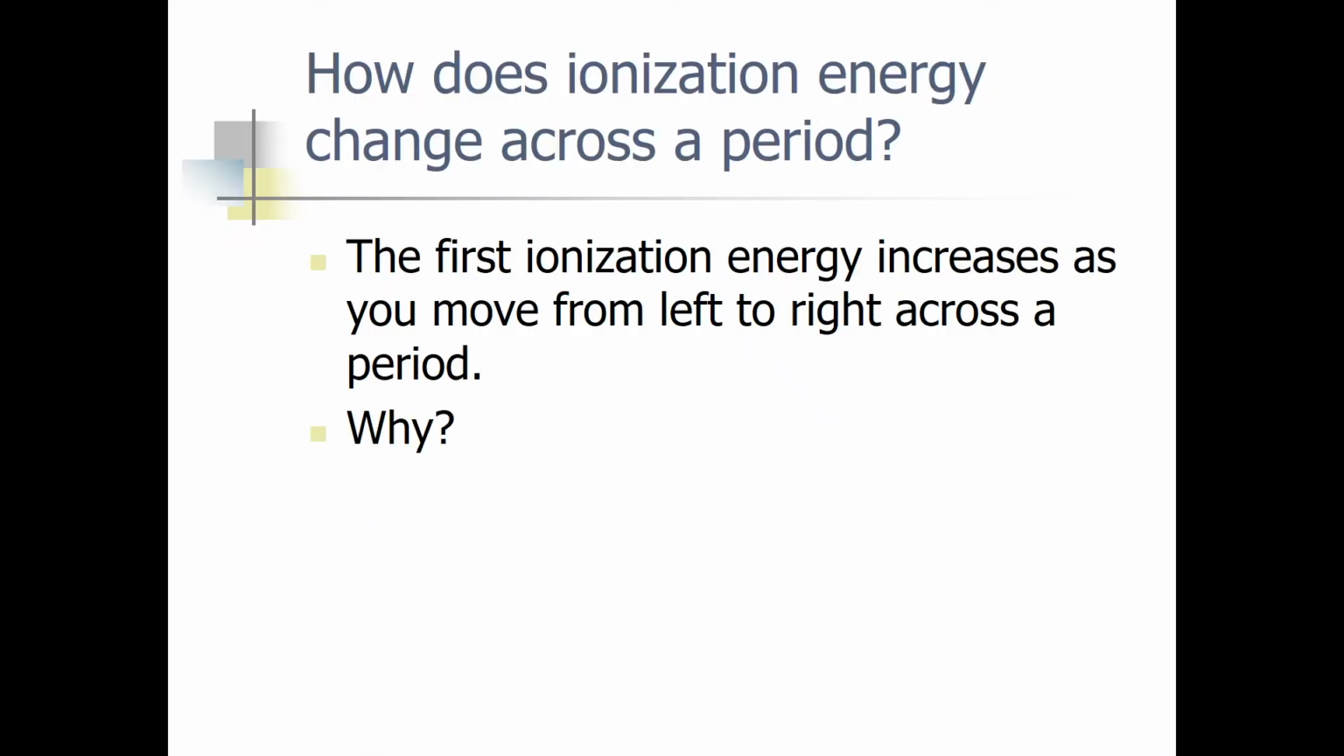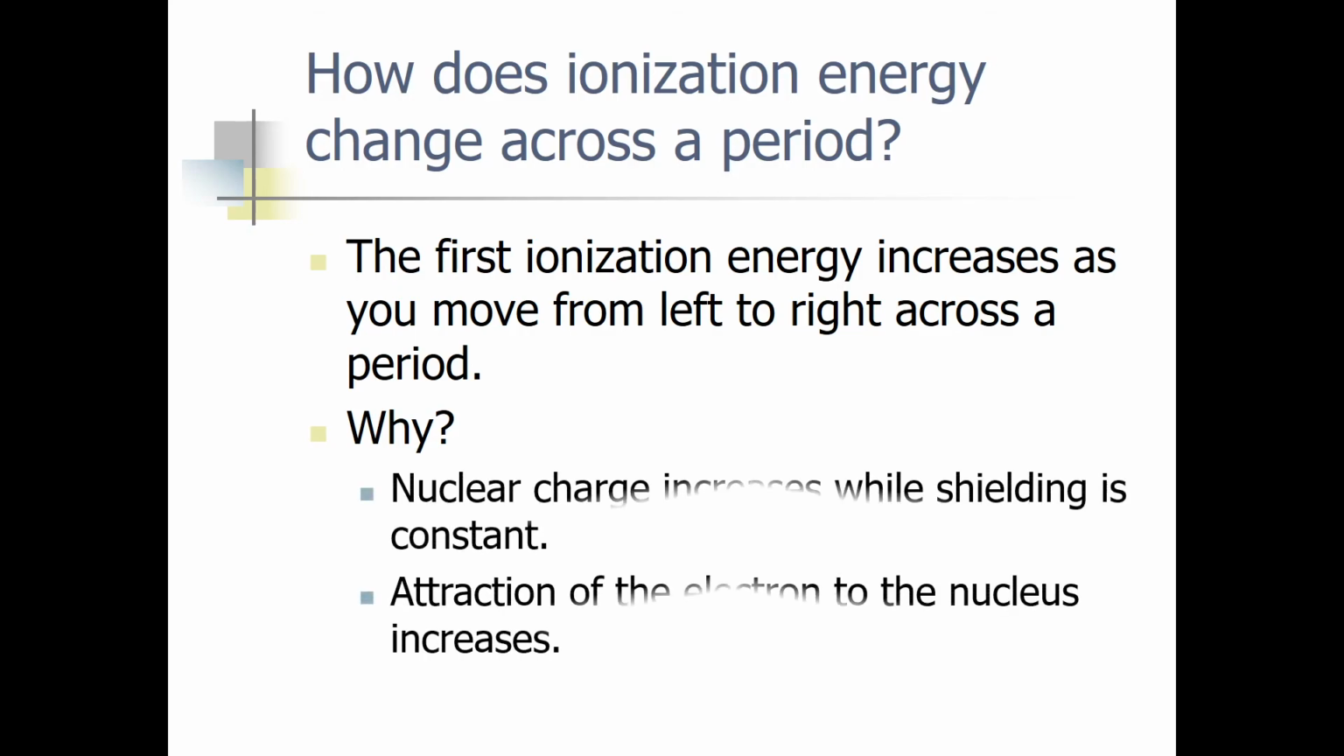So as we go left to right, the ionization energy increases. This is because the nuclear charge increases, while the shielding, meaning the inner electrons, doesn't change. The inner electrons don't change as we go across a period. We're only adding electrons to the valence shell. This means the attraction of the electron to the nucleus is going to increase because it has more charge. And we can ignore the repulsion in the same energy level.